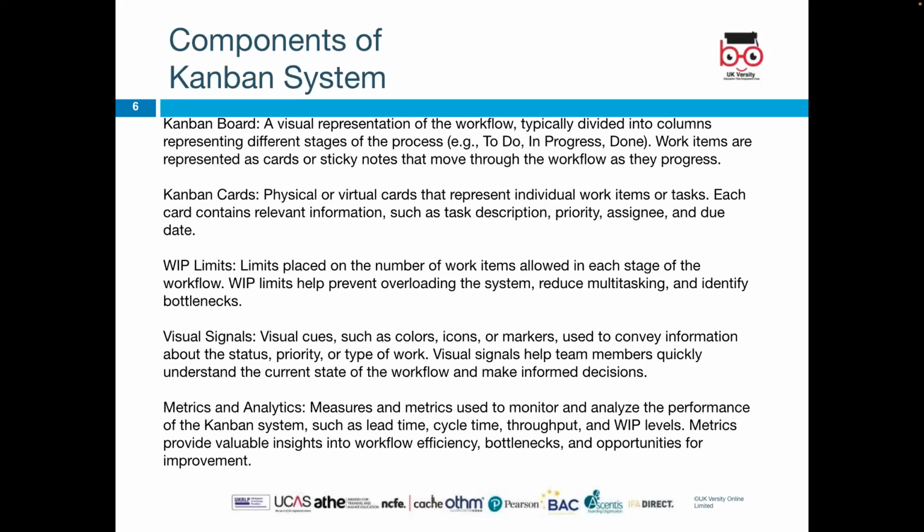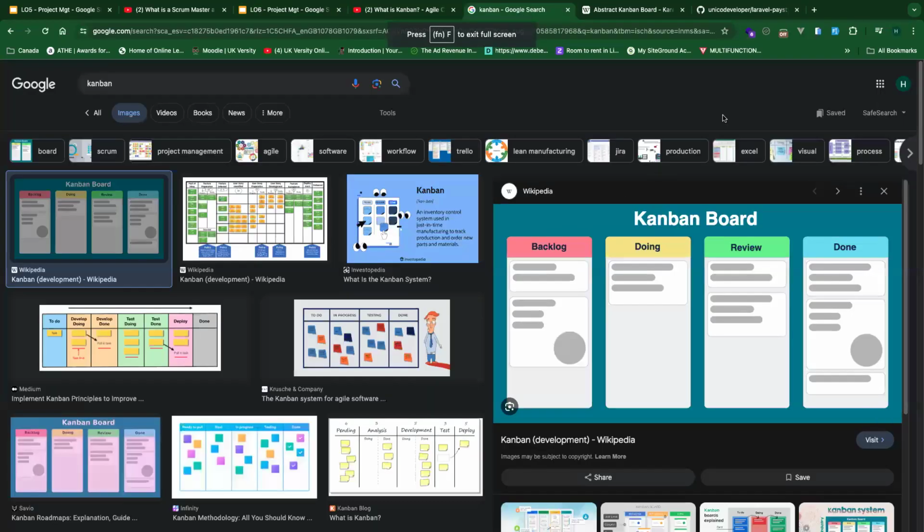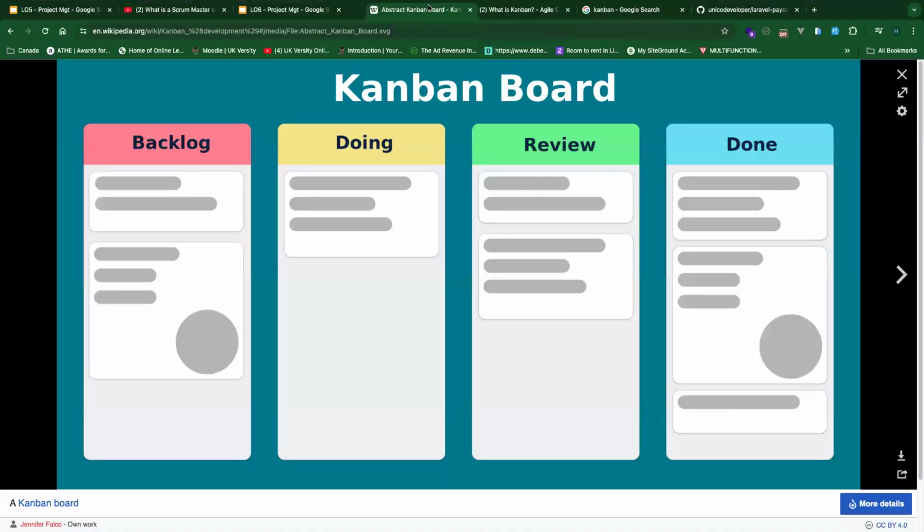The first one is the Kanban board. Like we've seen before, it is a visual representation of workflow, typically divided into columns representing different stages. And then the cards: physical or virtual cards that represent individual work items or tasks. These are the things that can be moved. Each card contains relevant information such as task description, priority, assignee, and the due date. Here, you can see a card. In this card, there'll be the task, what the task is about, the due date, and the person responsible for doing the task.